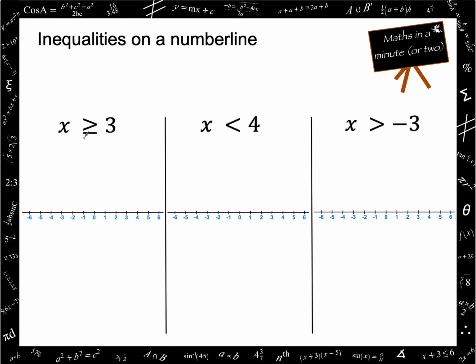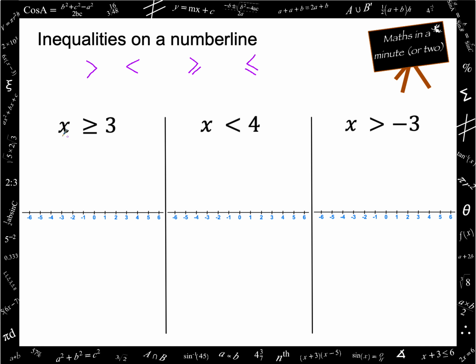So this one here means greater than or equal to. The line underneath it means "or equal to". Without the line, it would just mean greater than. So this means greater than, this means less than, this means greater than or equal to, and this means less than or equal to. So let's take a look at the first one.